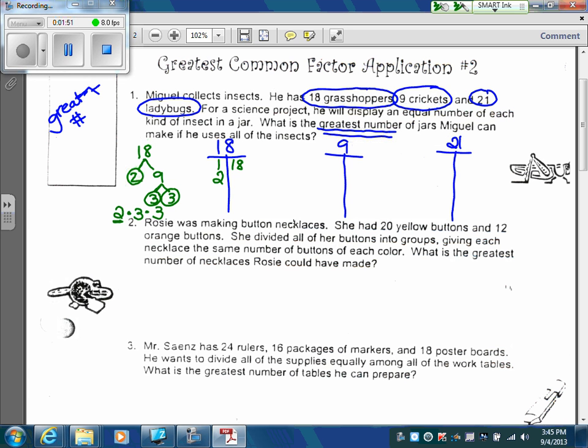Next, cover up your 2. What do you have left? I have a 3 and a 3. Well, 3 times 3 is 9. That means 2 times 9 is 18. Next, I'm looking for 3. I see a 3. That means that 3 is a factor of 18. So here's my 3. Cover the 3 up.